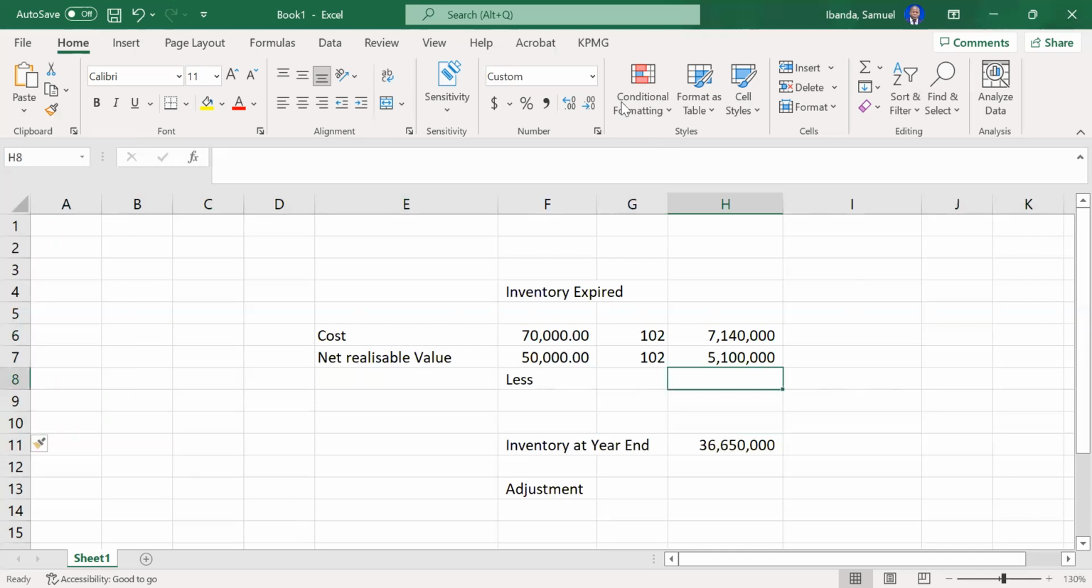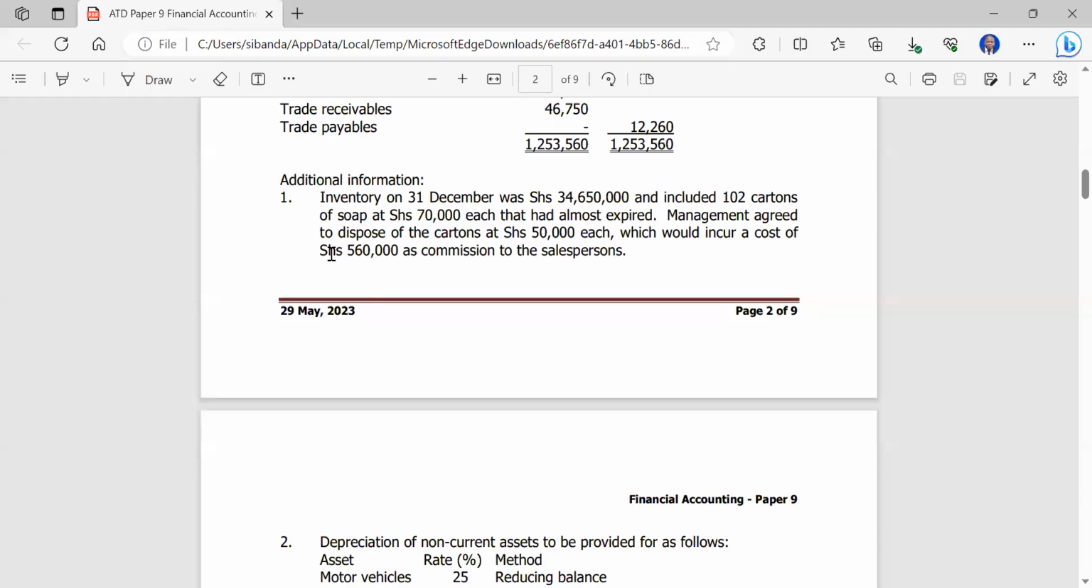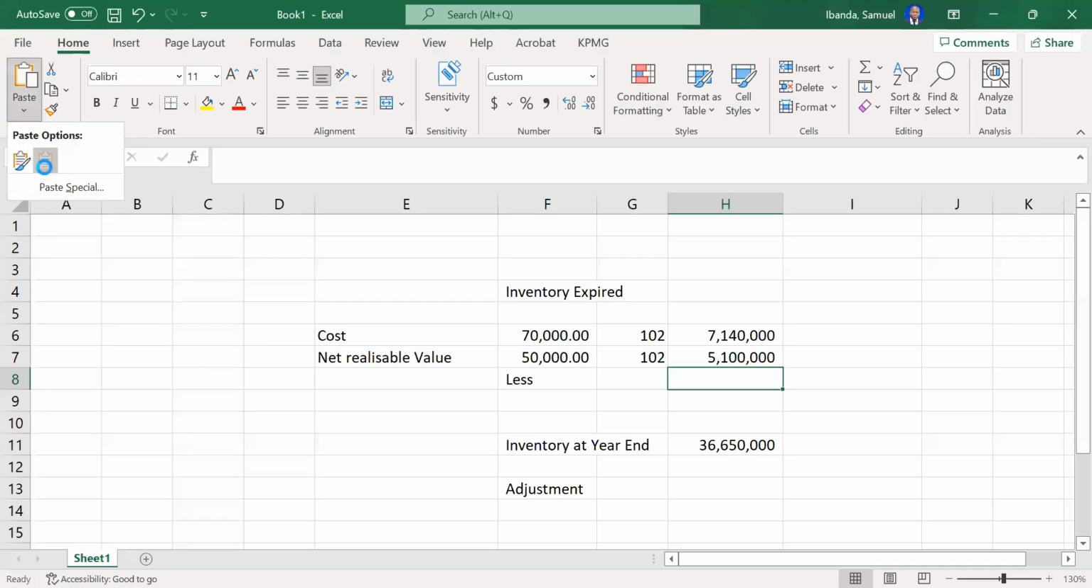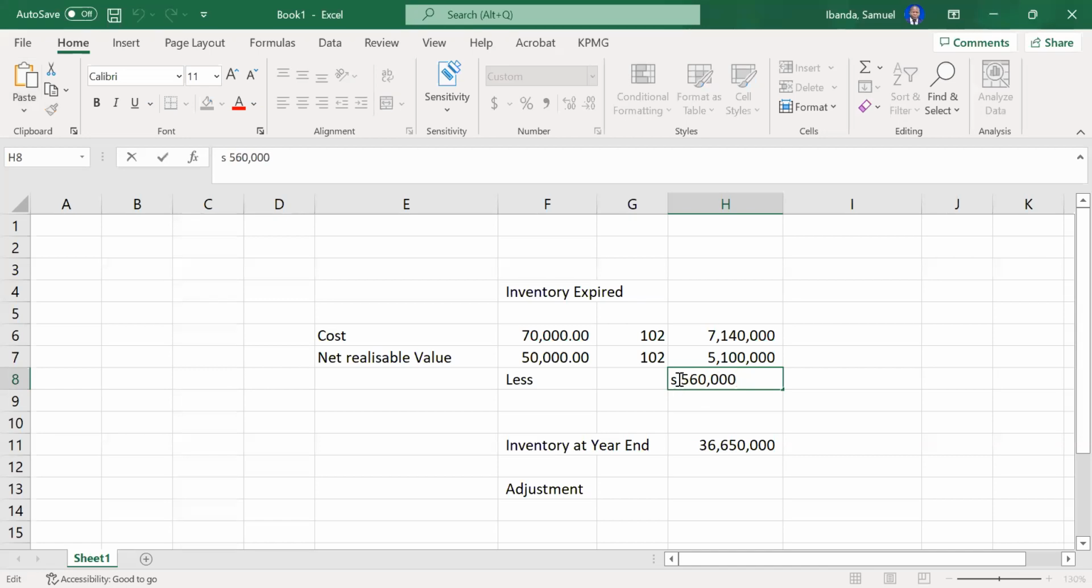So, based on our question, we are going to incur 560 as commission to the salesperson. So that one has to be adjusted. So it means that this will be this minus that. Are we together? Yes.